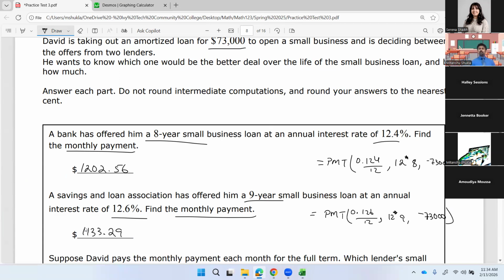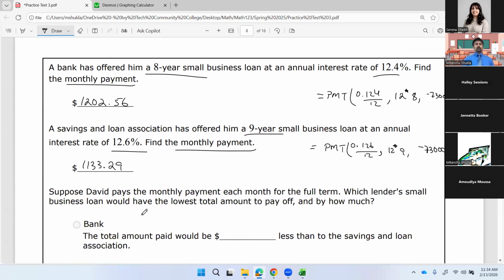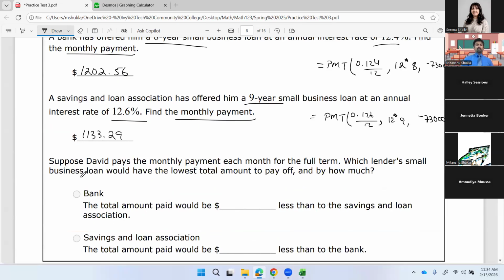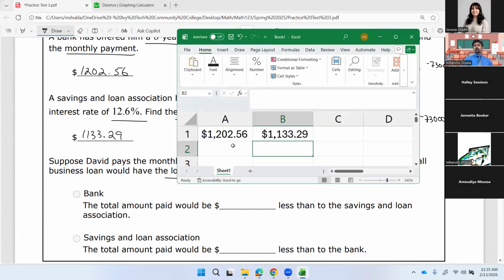Right? So monthly rate wise, the 9-year is a smaller payment, right? But that doesn't necessarily mean better, because we're going to find that out, right? Suppose David pays the monthly payment each month for the full term. Which lender's small business loan would have the lowest total amount to pay off, and by how much? Which means basically, which one has less interest?